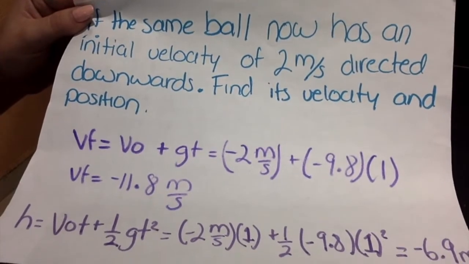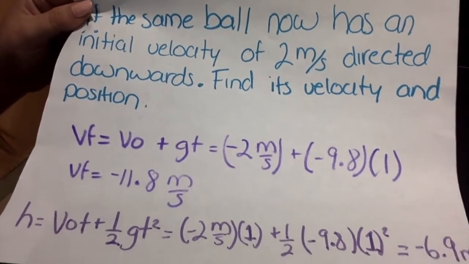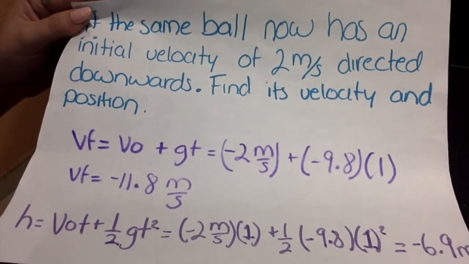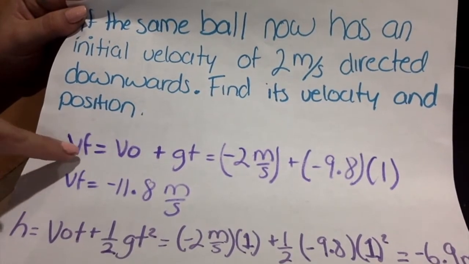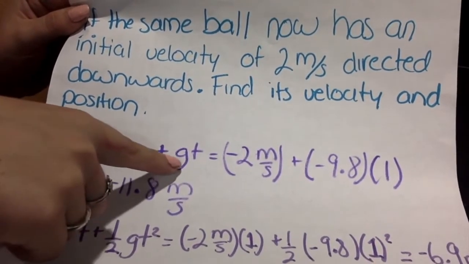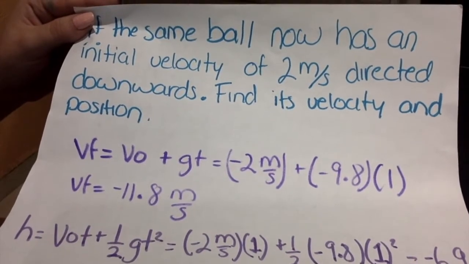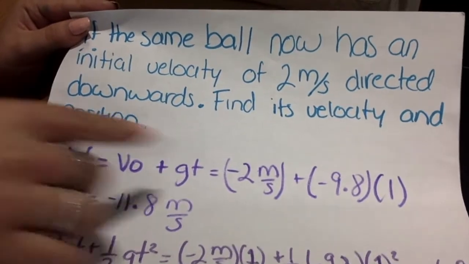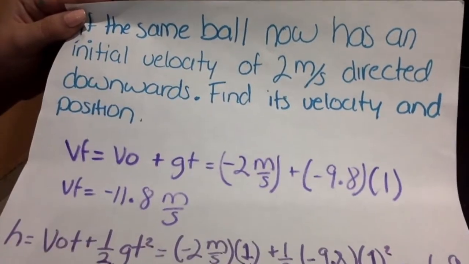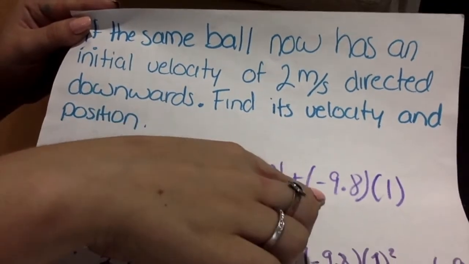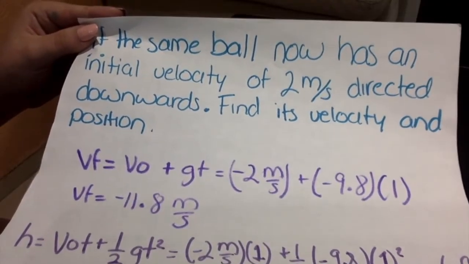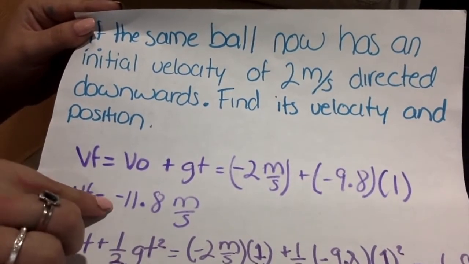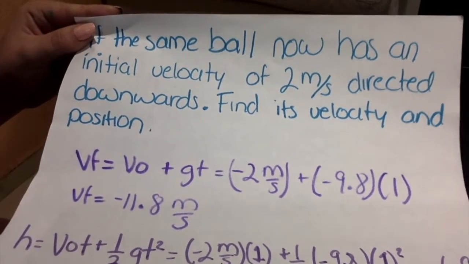So they are asking us for the final velocity, and now we have to find a formula to give us the final velocity. In this case, it's final velocity equals initial velocity plus gravity times time. The initial velocity is not equal to 0. It's equal to minus 2 because it says that it's directed downwards, plus the gravity, minus 9.8, times the time, which is 1 again, and we have the result that is minus 11.8 meters per second.